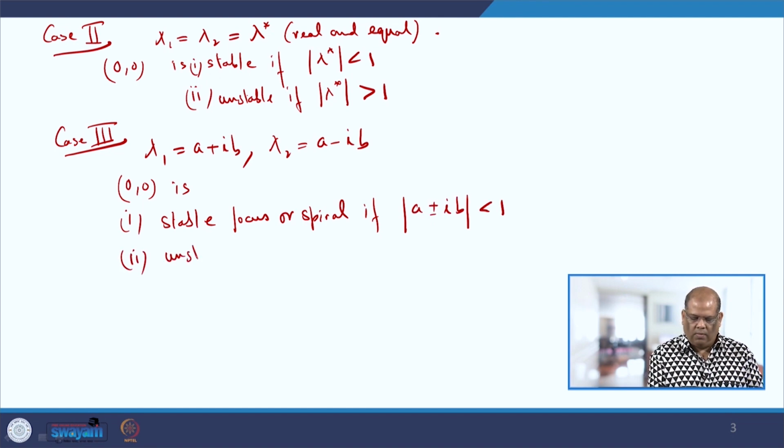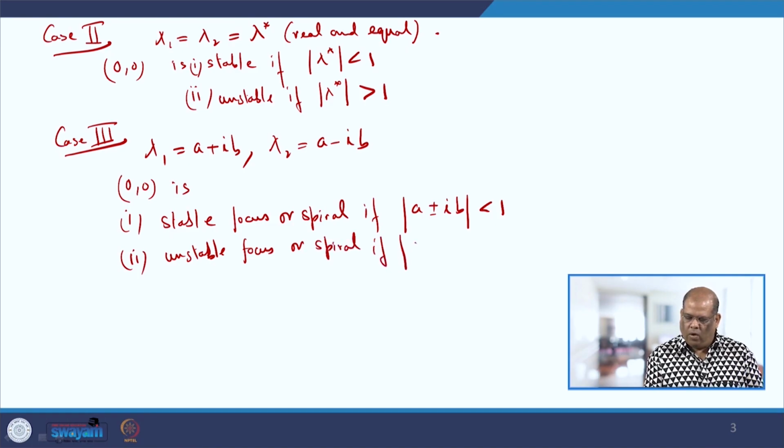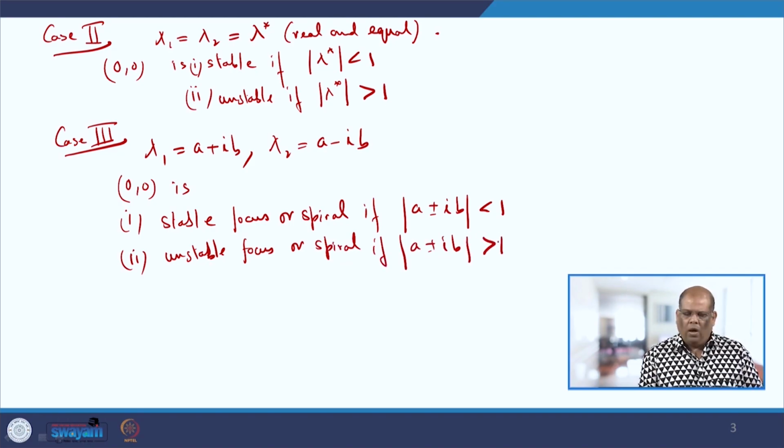It is an unstable focus or spiral if mod of a plus minus ib is greater than 1. Now, in all these cases, if the eigenvalues become equal to 1, we cannot get any conclusion. Further investigations are necessary. So, this is the case for stability for a homogeneous linear system.